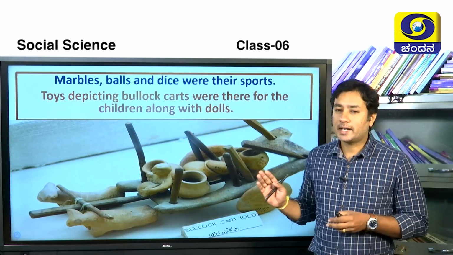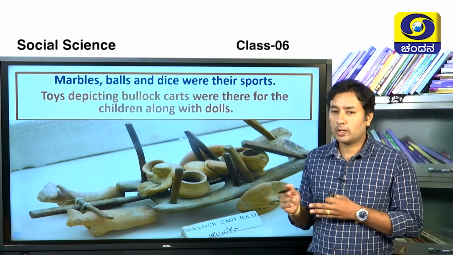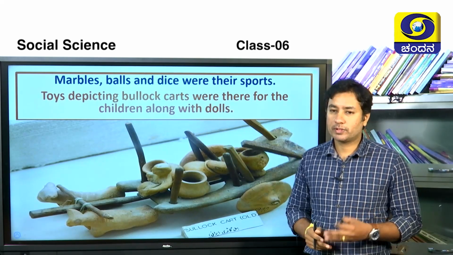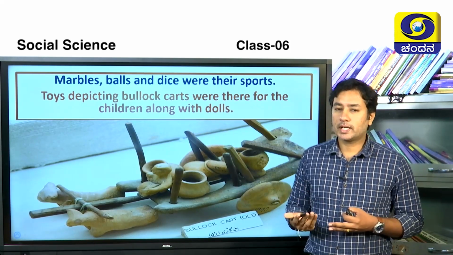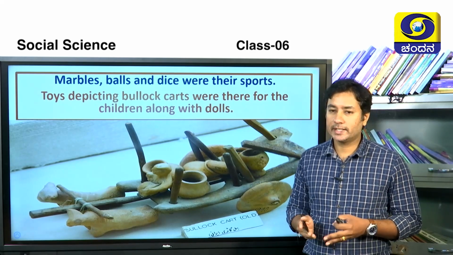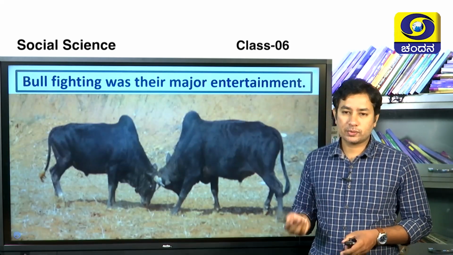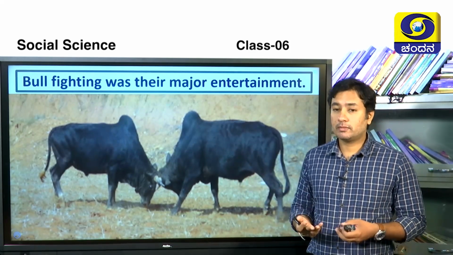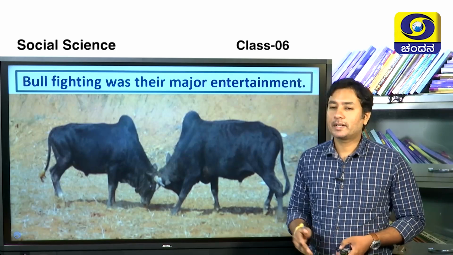Chances are there. The artifacts which we have found here, the small toys like marbles, balls and dice, they used for sports, and the toys which we have seen here are bullock carts. Just as we see movies today, in olden times they entertained themselves with bullfighting, but it is not legal now.